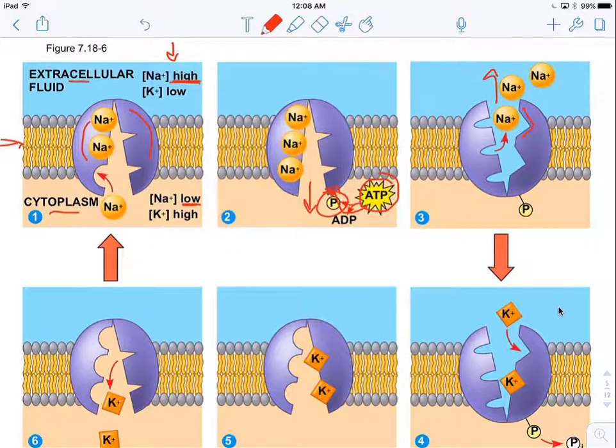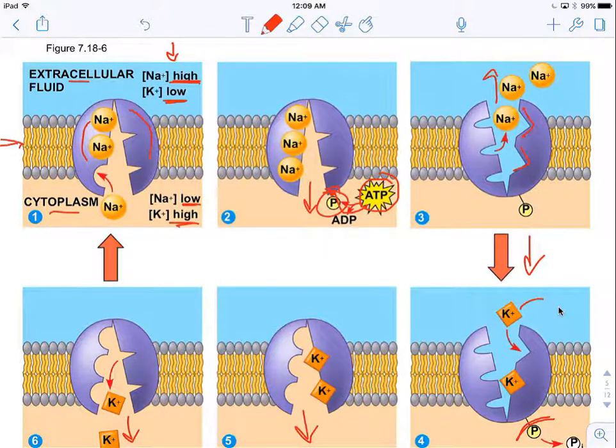And now we have the binding sites for potassium open. And again, we're also moving potassium, if you recall from up here, low potassium outside the cell, high potassium inside the cell. So potassium comes in to bind to the two binding sites, two molecules of potassium. This causes the phosphate group to be released, and you'll have an unphosphorylated form of the pump. And the unphosphorylated form, if you recall, is open to the cytosol. So it switches its conformation, and then the potassium is released into the cell.